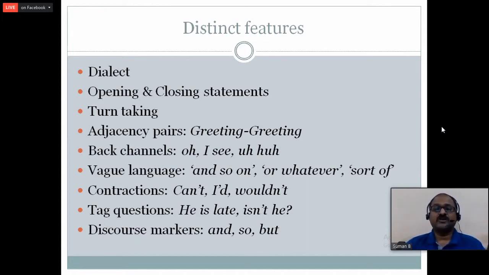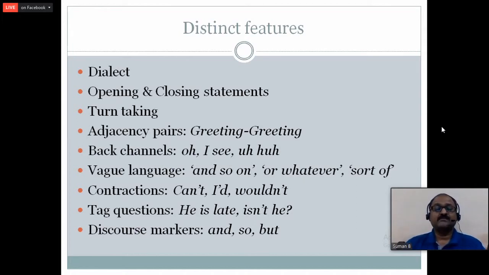Contractions, as you know, are short forms: can't, wouldn't, shouldn't. These are exclusive features of spoken English, not written English. And tag questions. Question tags are also only an exclusive part of spoken English and not written English.